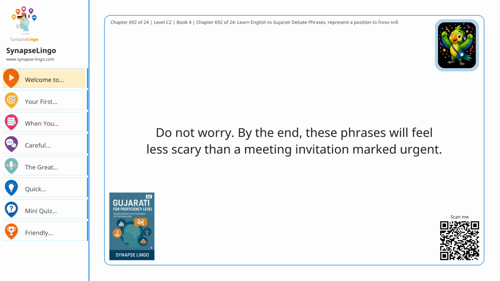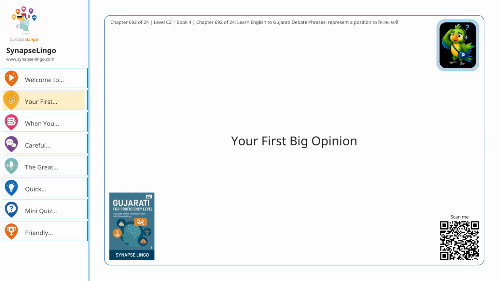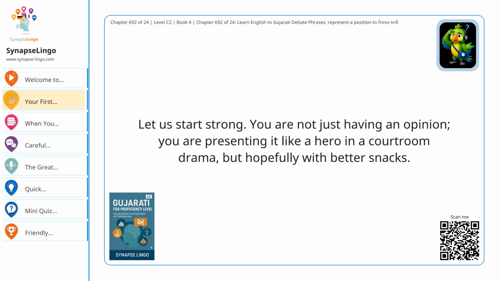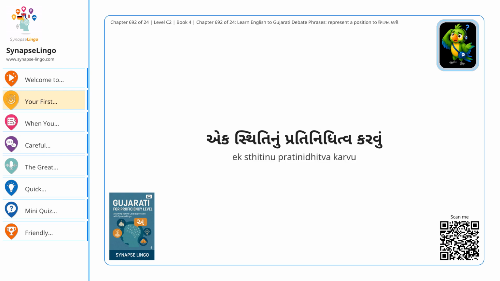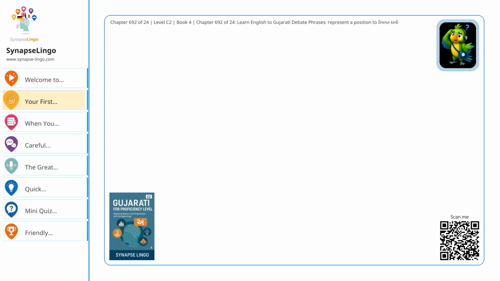Do not worry. By the end, these phrases will feel less scary than a meeting invitation marked urgent. Your first big opinion. Let us start strong. You are not just having an opinion, you are presenting it like a hero in a courtroom drama, but hopefully with better snacks. If you want to say represent a position, use એક સ્થિતિનું પ્રતિનિધિત્વ કરવું. Imagine holding a flag for an idea.